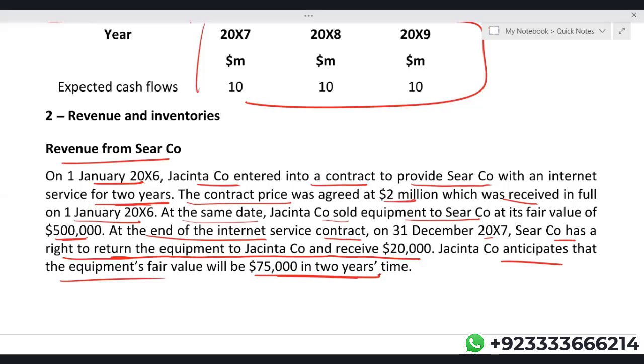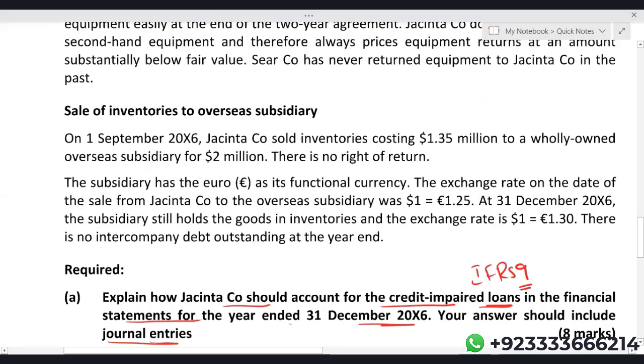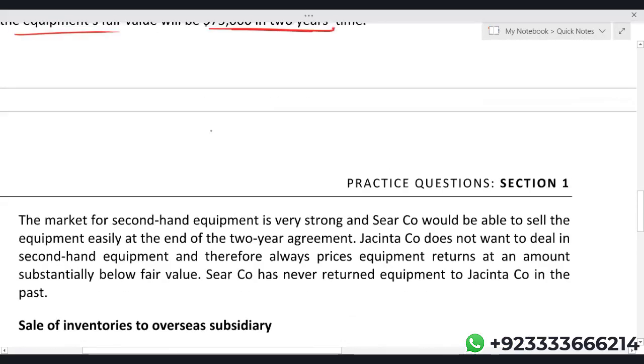What is the buyer going to do? Buyer will be happy to get $20,000 or will go for 75? Obviously 75. Why would I go for 20,000? So it is quite clear, Share Company is not going to return this asset. Let's read more. The market for second-hand equipment is very strong, and Share Company would be able to sell equipment easily at the end of the 2 years agreement.